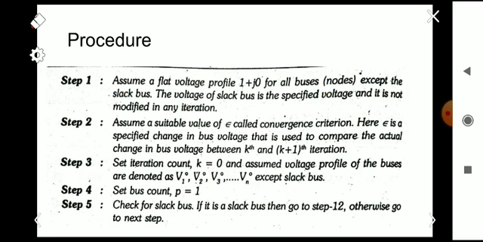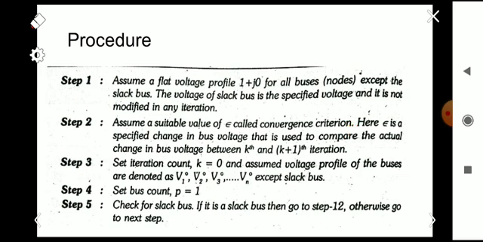Okay, the slack bus voltage may be given in the question, or be given in the table itself. So for all other buses we are assuming the initial voltage profile as 1 plus j0. And the second step is to assume a suitable value of epsilon, called the convergence criterion.